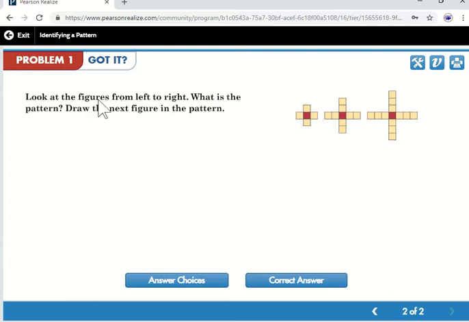Look at the figures from left to right. What is the pattern? Draw the next figure in the pattern. Well, it just looks like it's a cross or a plus sign, and it looks like it's just increasing by 1 in all 4 directions: to the right, left, down, up. So 2 squares and then 3. So then the next one would be a red square in the middle, but with 4 squares coming off of those 4. So answer choices.